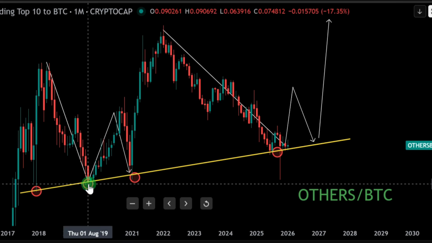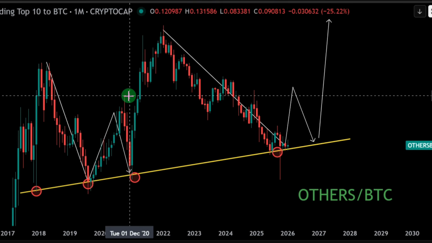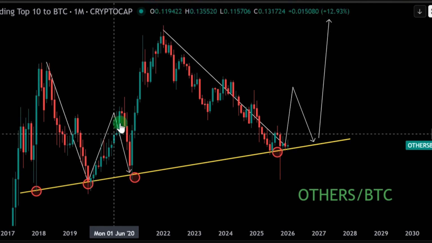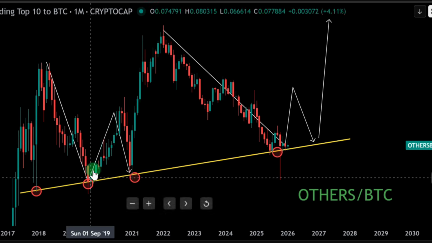The last time quantitative tightening came to an end was August 1st, 2019, which marks the bottom of the altcoin market then. And what happened after then? Altcoin market rallied aggressively to the upside. A lot of altcoins exploded as a result of this move.